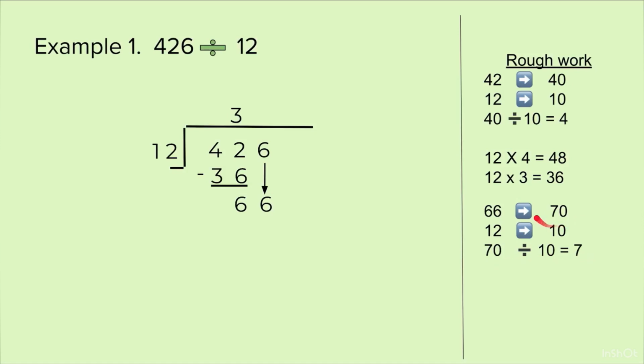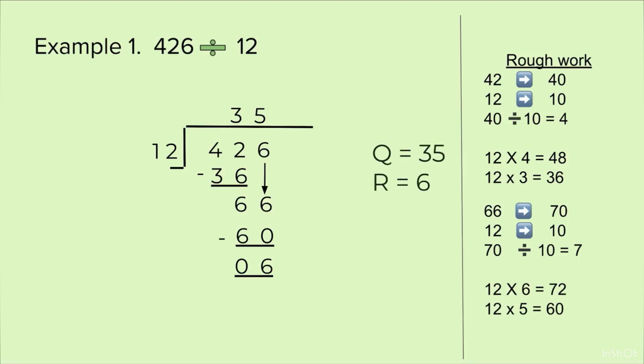Now since we had upper rounded off, we will not take 7. We will check with 6 only. 12 6s are 72. 72 is greater. Then we check with 5. 12 5s are 60. If you know the tables, it is going to be extremely easy for you. We write 5 on top, 60 at the bottom, subtract, and we get 6 as the remainder. So we will write quotient is equal to 35, remainder is equal to 6.